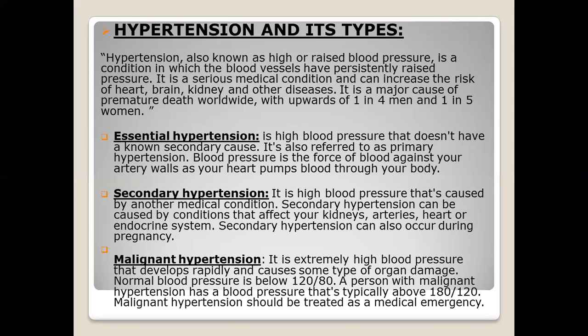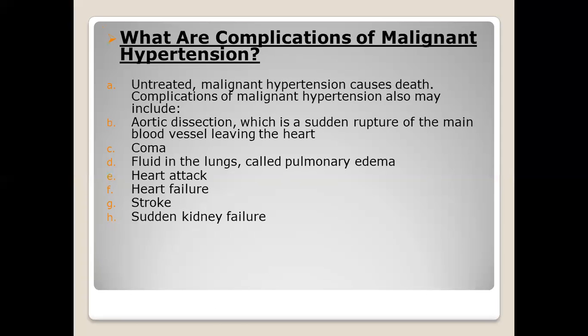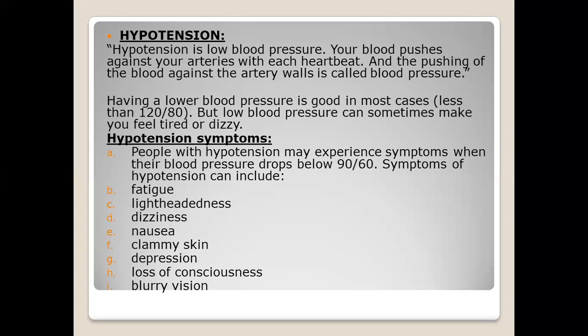Malignant hypertension is extremely high blood pressure, ranging to something like 180 by 120. It's really high blood pressure, and that should be treated as a medical emergency. What are the complications of malignant hypertension? The person suffering from malignant hypertension may have severe health issues: aortic dissection, coma, fluid in the lungs, heart attack, heart failure, stroke, sudden kidney failure, because it's a huge complication.